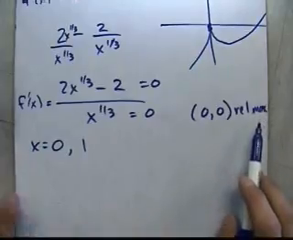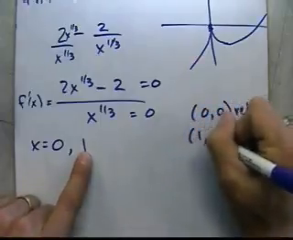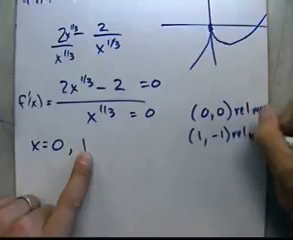Let's see. What about my other point? 1. Let's type in a 1. I get -1. That looks like a minimum point right there, right? So I've got the point (1, -1). That's a relative minimum.